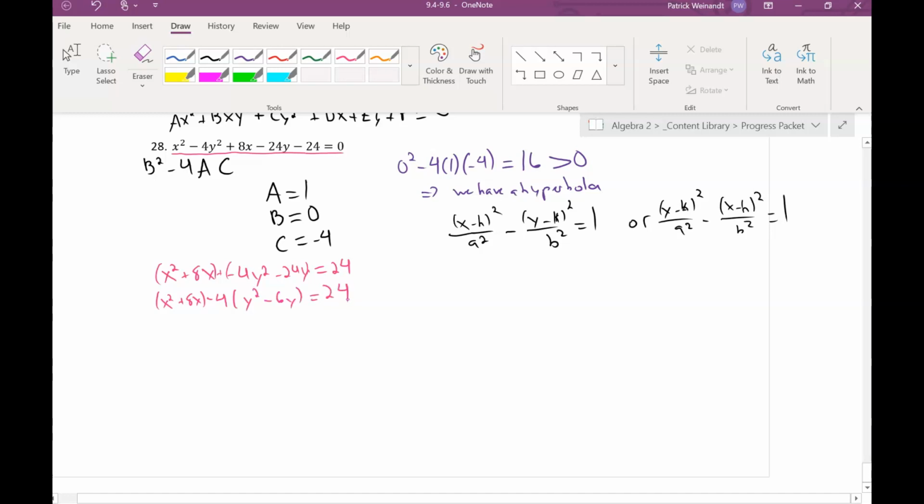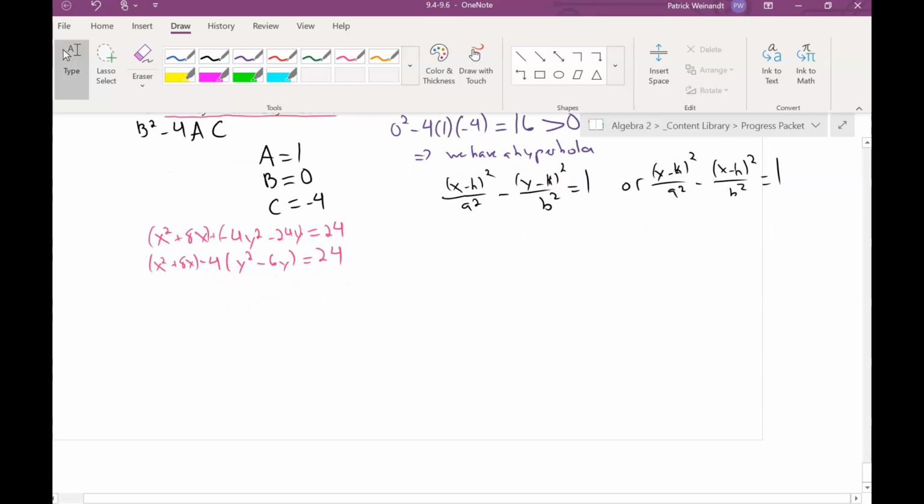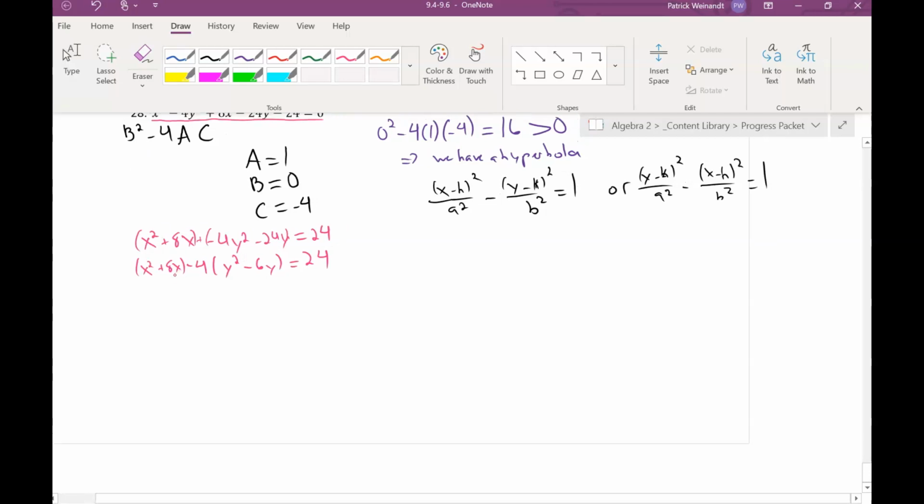Okay, now to complete the square, remember what you do is typically it's something like x squared plus bx. And what you do is you do b over 2 and you square that value, and then you both add and subtract that value inside there. So you take this 8 and this negative 6, divide it by 2, and then square it. So 8 divided by 2 is 4, 4 squared is 16. So we're going to add and subtract that in here.